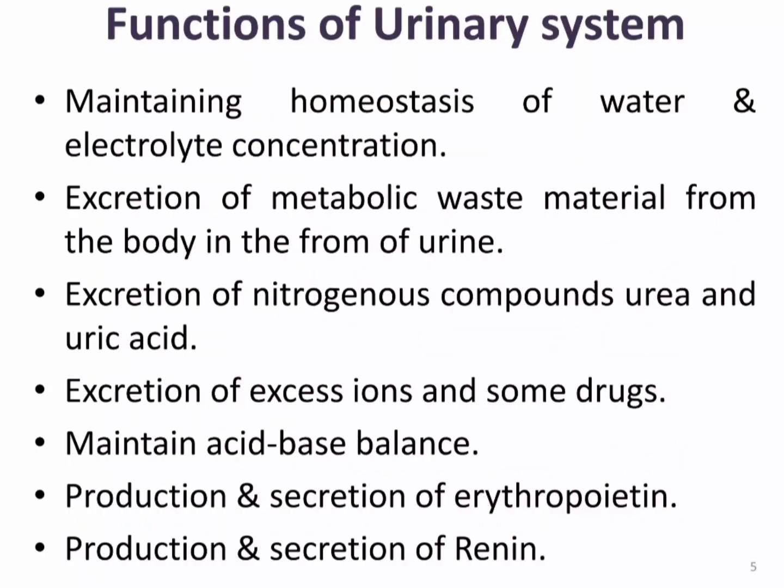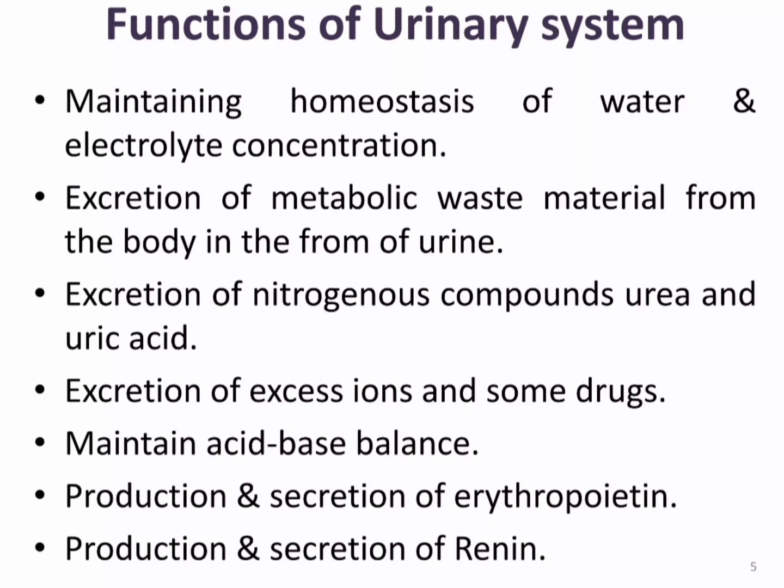Next is the function of urinary system. What are all the functions our urinary system does? It maintains the homeostasis of water and electrolyte concentration. It can maintain water and electrolyte balance, and excretion of metabolic waste material from the body in the form of urine. The waste material produced through metabolism is called metabolic waste. It is removed in the form of urine.